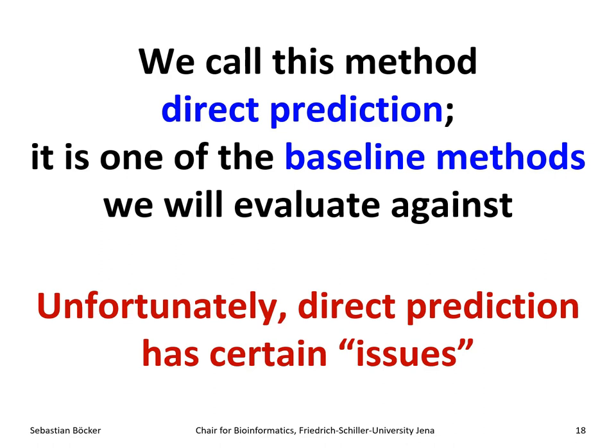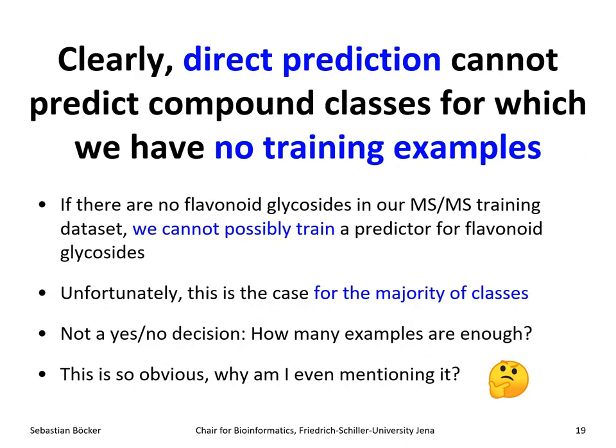And one important thing about direct prediction is not only how it will compare against CANOPUS in the end, but also that it has certain issues. And I will now talk a little bit about those issues. One pretty clear issue is that we cannot predict compound classes for which we have no training data. If we have no flavonoid glucosides in our MS/MS training data, then we cannot possibly build a predictor for flavonoid glucosides. And that's pretty obvious.